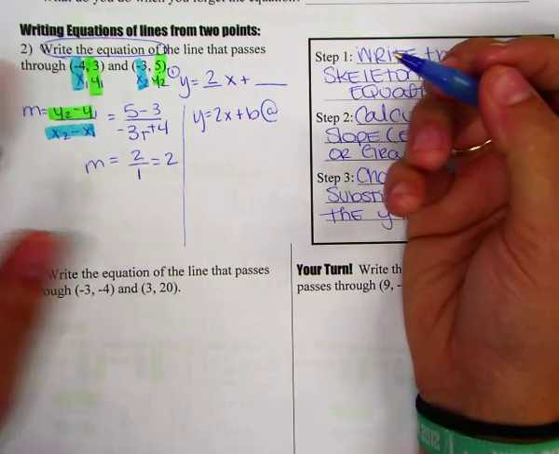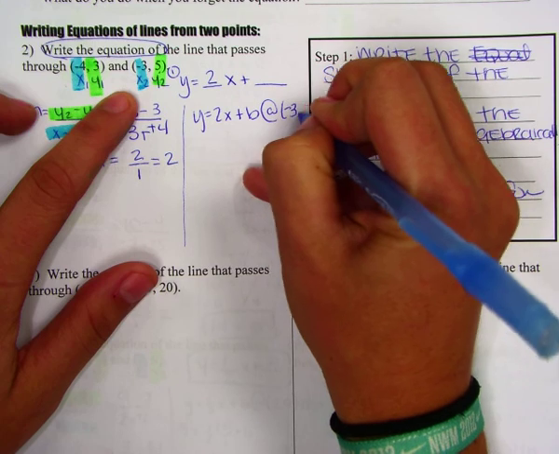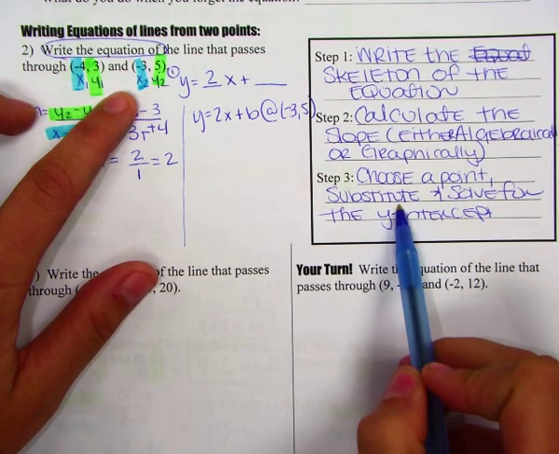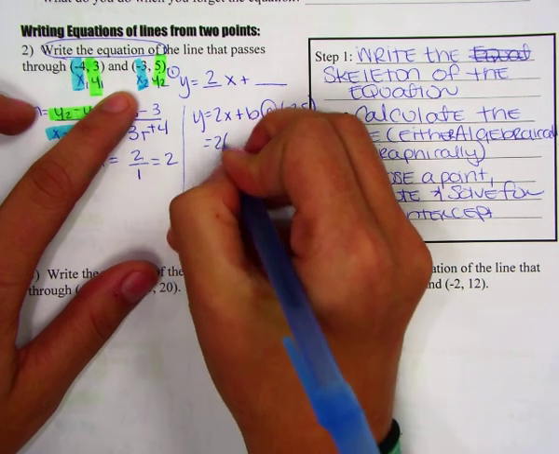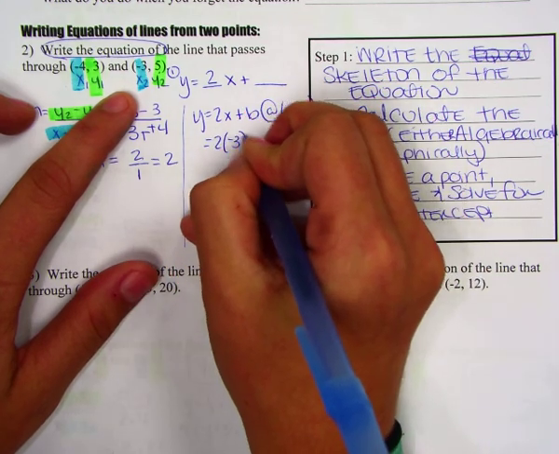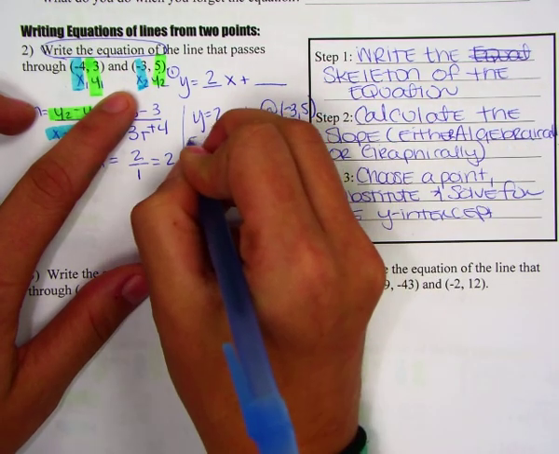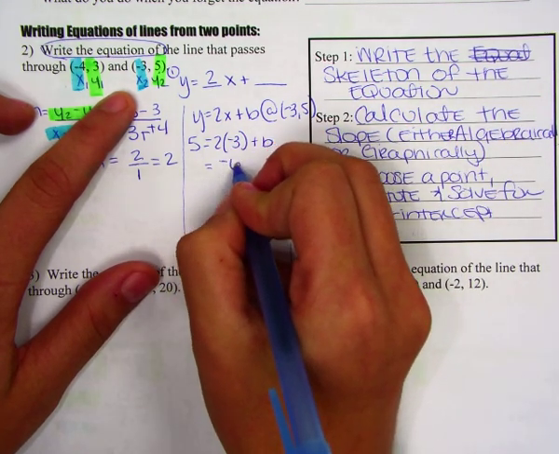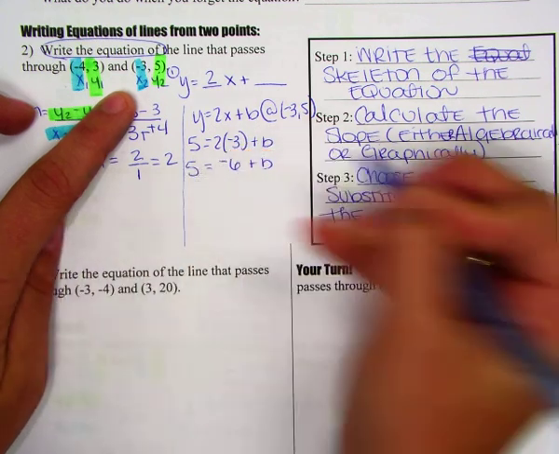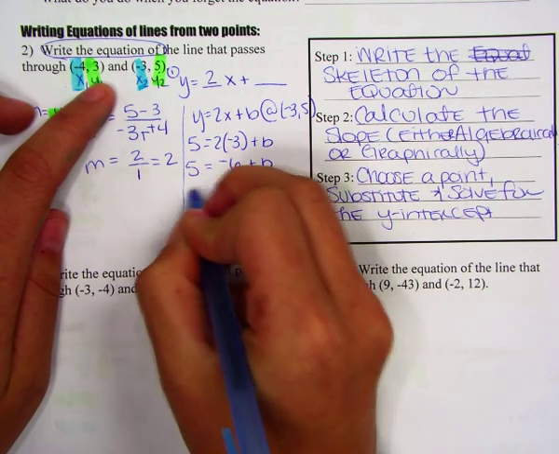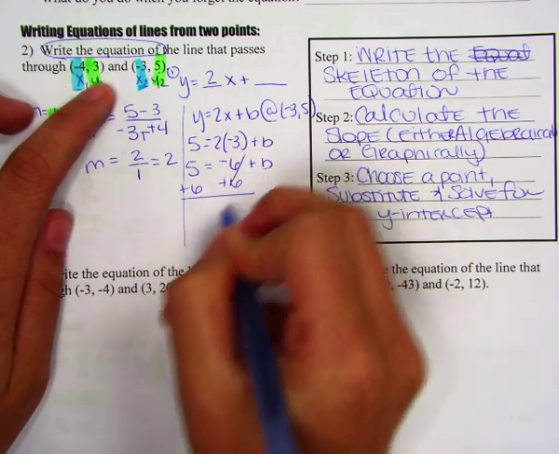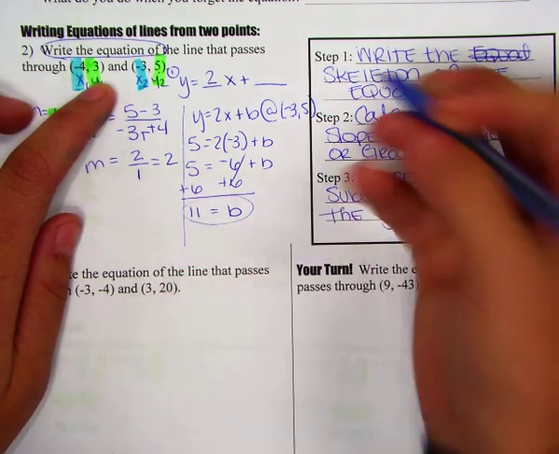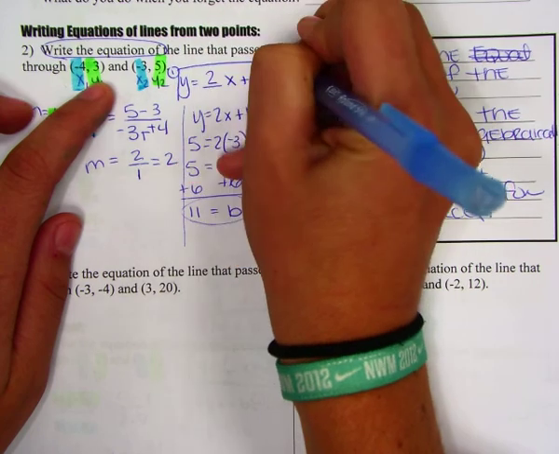So I'll pick negative 3, 5 because I feel like it. Okay, that's what this says. Choose a point, substitute. So let's do that. Negative 3 is x, 5 is y. 2 times negative 3 is negative 6. I'm going to add 6 to both sides. 11 equals b. So I've solved for my y-intercept. And now I'm done.